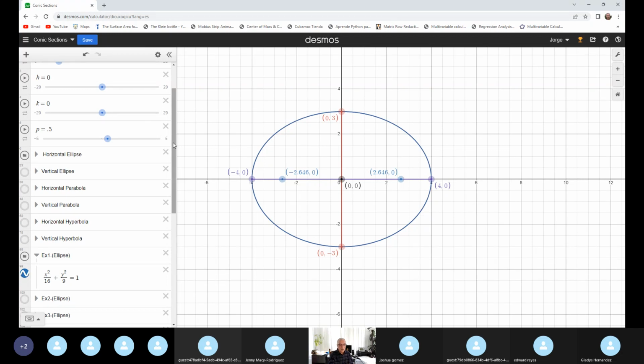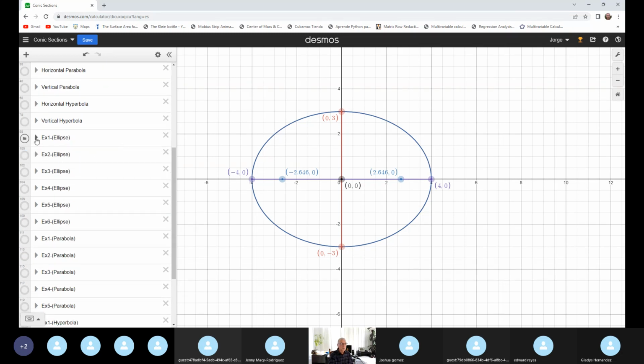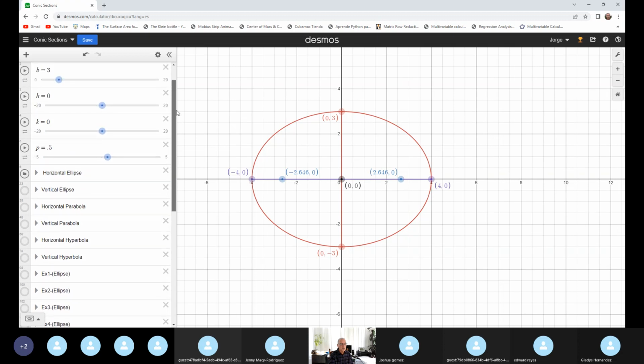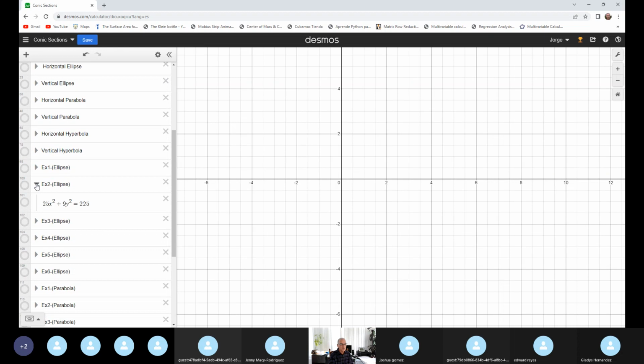Let me take advantage that we are in Desmos to see what is example number 2. Okay, example number 2, let me enable it here. Now here, example 2 ellipse is this: 25x squared plus 9y squared equals 225. Ooh, what the hell? Let me come back to the whiteboard to understand this problem.